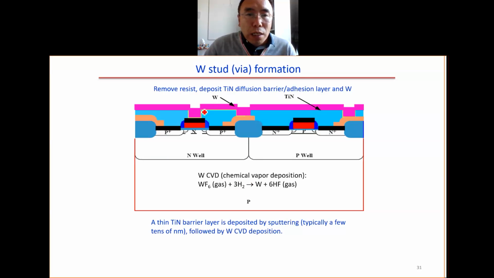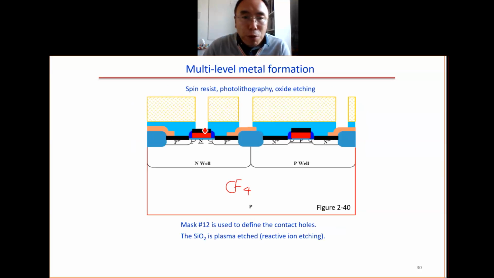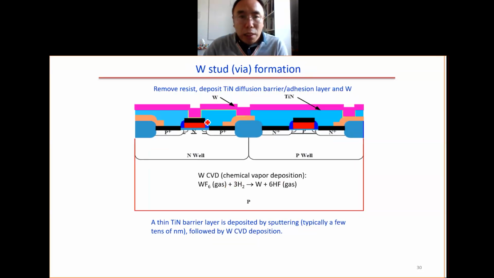Then we need the metal. We need to fill the metal into the hole. This is called the stud. It's also called via. It is actually just a pillar. So we make a metal pillar in the holes.